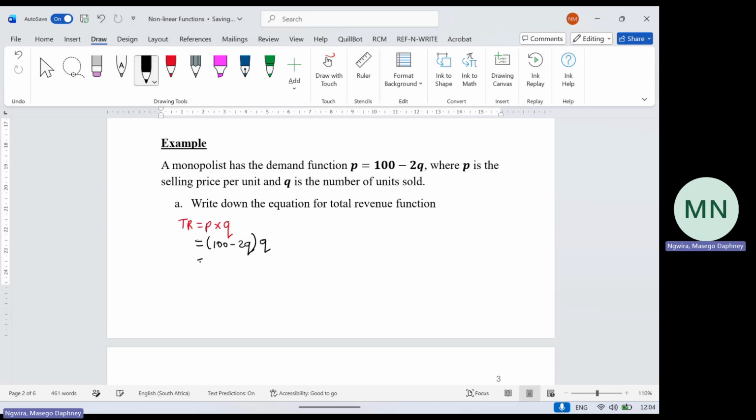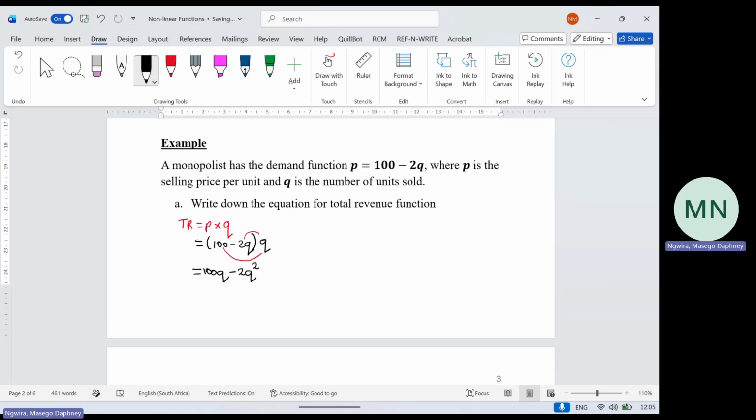And then this is equals to, now we multiply. We distribute. All right, so it's Q times 100. We are going to have 100Q, and then minus 2Q squared. So this will be our total revenue.